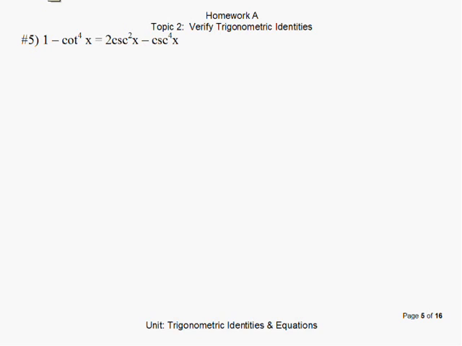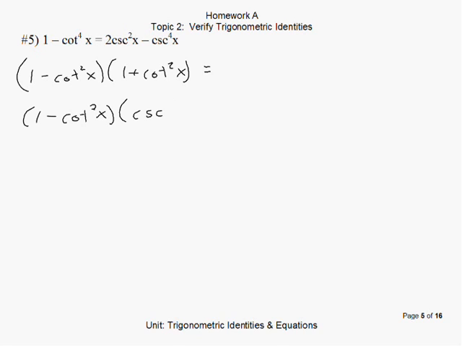A lot of unique ways to do number 5. One method for number 5 would be to take the left side, 1 minus cotangent to the 4th of x. Recognize that's the difference of two squares. So if you factor it, you get 1 minus cotangent squared of x times 1 plus cotangent squared of x. You may recognize then that 1 plus cotangent squared of x is the same thing as cosecant squared of x. That's great because we're trying to get cosecants in the problem because the right side is all cosecants.